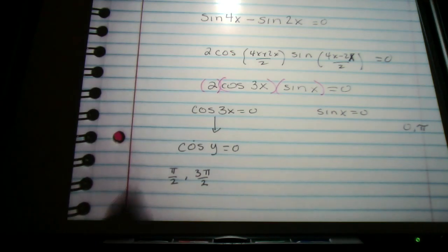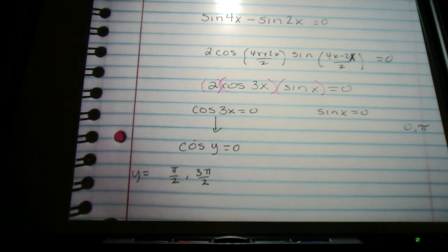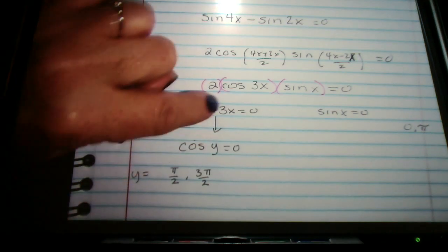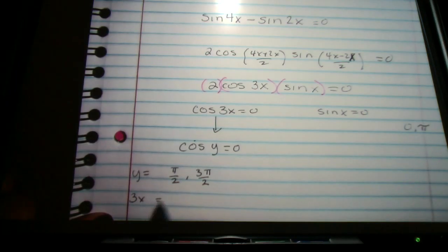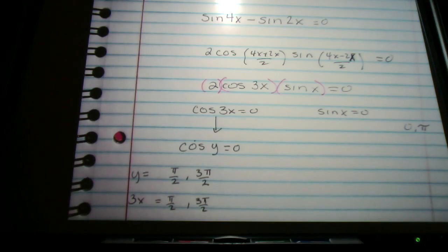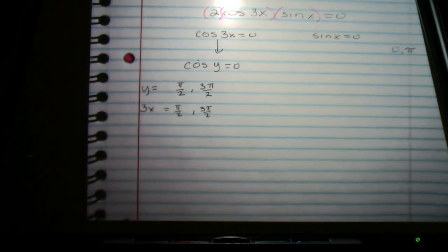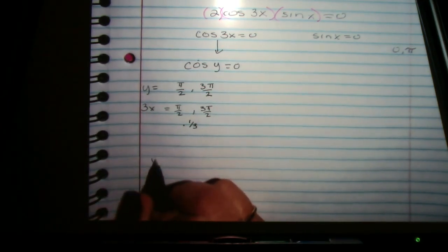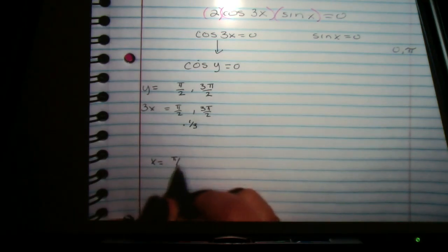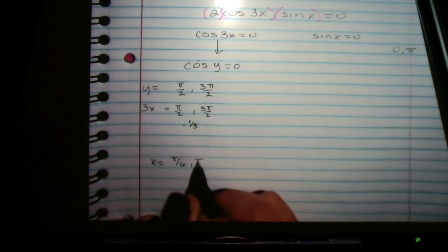Now that's what y equals. We want to know what 3x equals, right? So 3x equals pi over 2, 3 pi over 2. So what do I do with these two? Divide them by 3? Yes, or times them by 1/3. So that's going to give us pi over 6 and pi over 2.